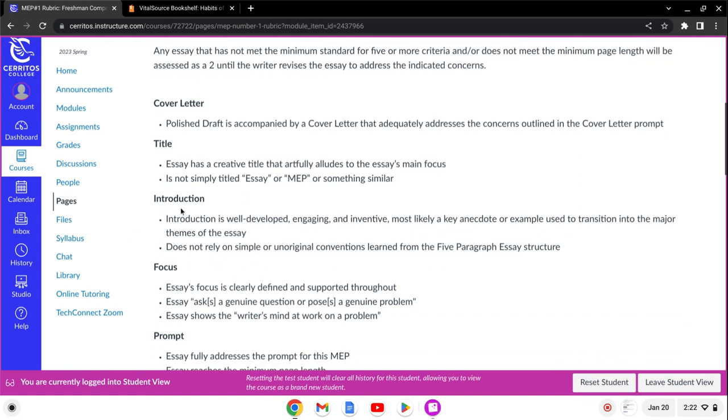Next criterion here, your introduction. Introduction is well developed, engaging, and inventive. Most likely a key anecdote or example used to transition into the major themes of the essay.